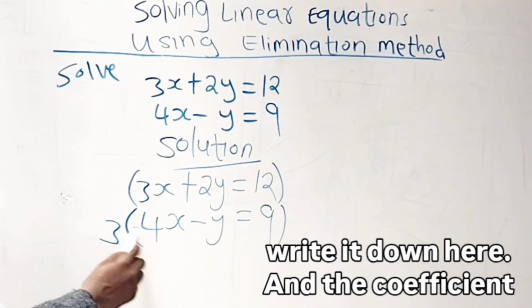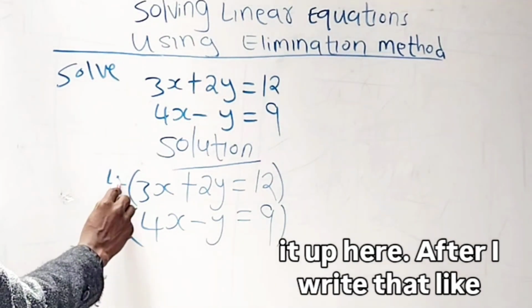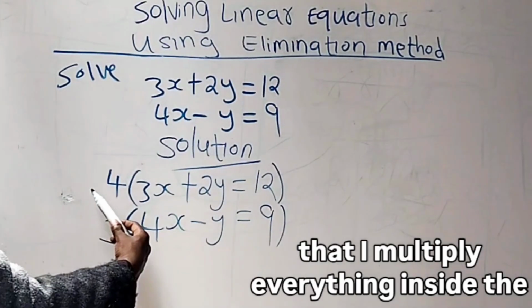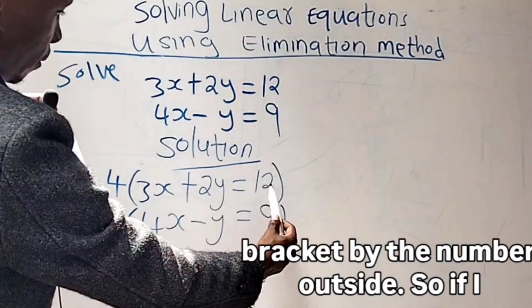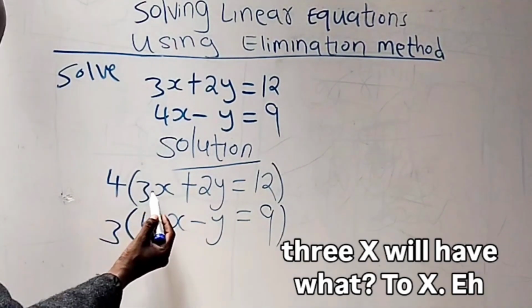I write it down here. And the coefficient of the lower x is 4. I write it up here. After I write that, I multiply everything inside the bracket by the number outside. So if I open the first bracket, it is 4 times 3x.